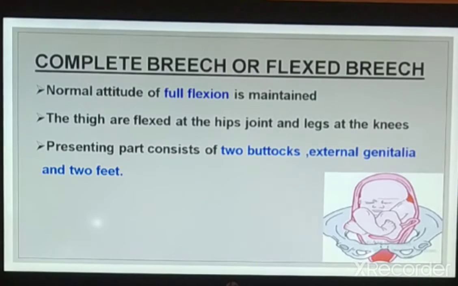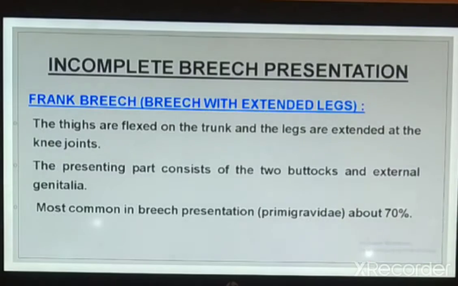Next is complete breech or flexed breech. The normal attitude of full flexion is maintained. Thighs are flexed at the hip joint and knees. The presenting part consists of two buttocks, external genitalia and two feet.